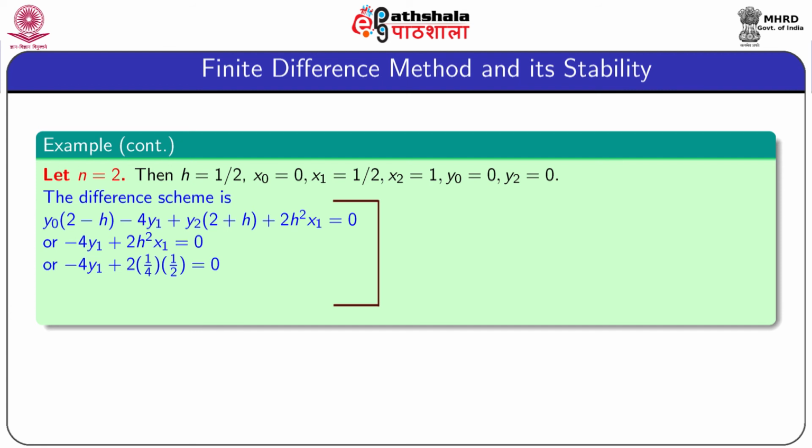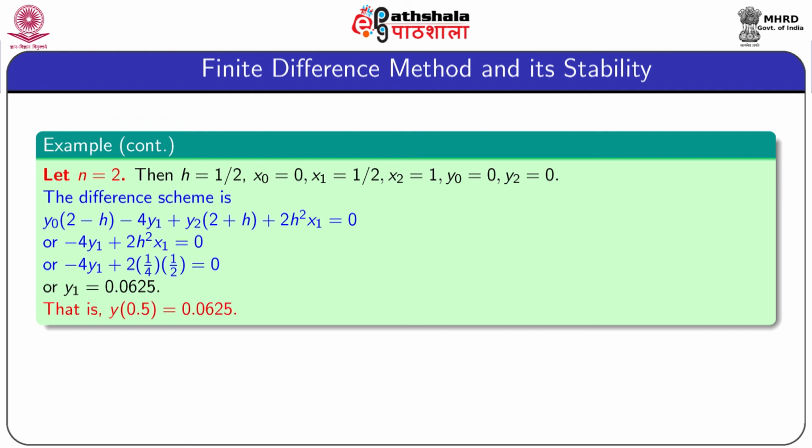After substituting the values of y0, y2 and x1, we get minus 4 y1 plus 2 into 1/4 into half equal to 0, or y1 equal to 0.0625. So, this is the value of y1, that means the value of y when x equal to half.